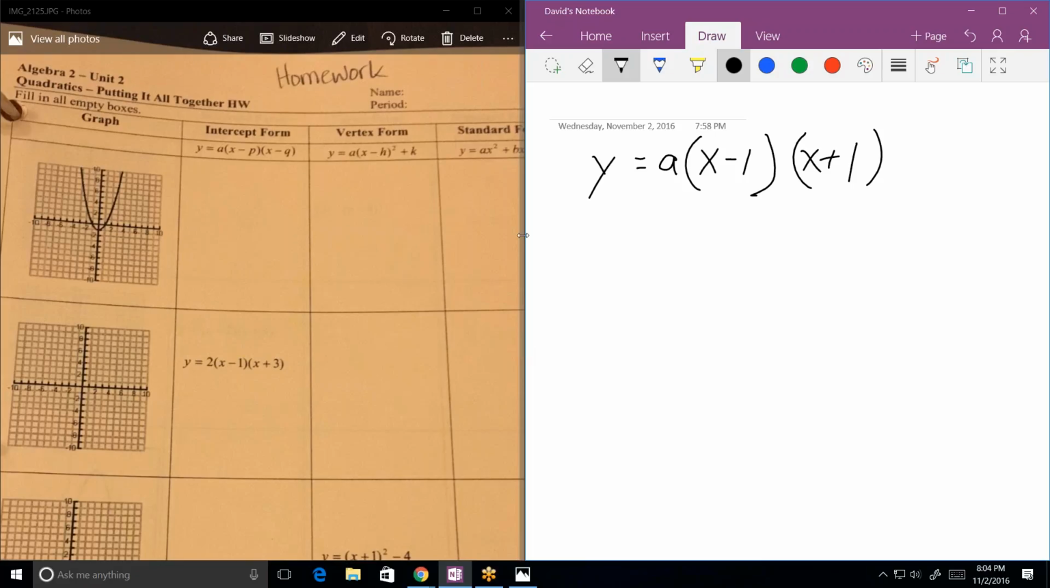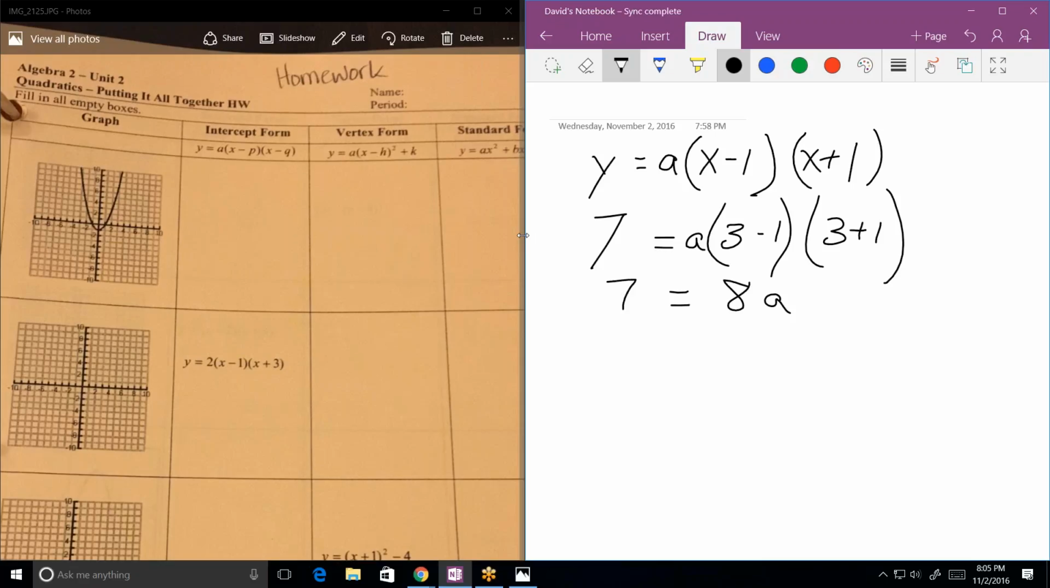Okay, so I can use that to solve for A. That looks more accurate to me than using 2 and trying to figure out whether it's a 3 or 2. So I'm going to use x of 3, y equals 7. I'm going to plug in the known value for y. X is 3, so it'd be 3 minus 1 and then 3 plus 1. Now we get 2 times 4, 8. So I get 8a equals 7. A equals 7/8.